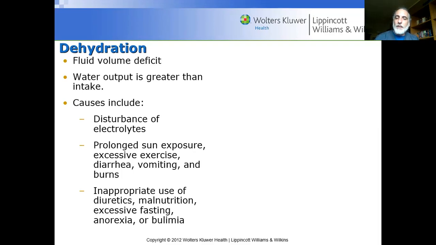Now, I want to take a moment to hit these words here. Anorexia. When we say anorexia, generally we think anorexia nervosa, the psychological condition. Anorexia may mean that you just are not eating anything. This can happen with chronic disease or acute disease, where you do not feel good. If you don't feel good, you don't want to eat. If you're not eating or drinking, you're running the risk of dehydration. With bulimia, you have the binge and the purge. You have the vomiting that can lose fluids.